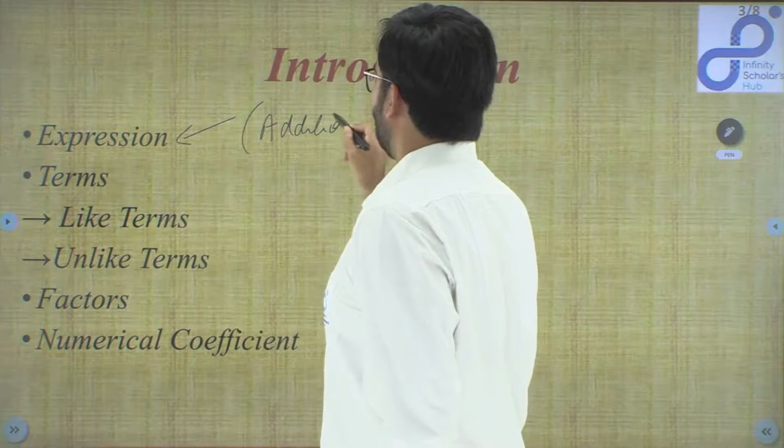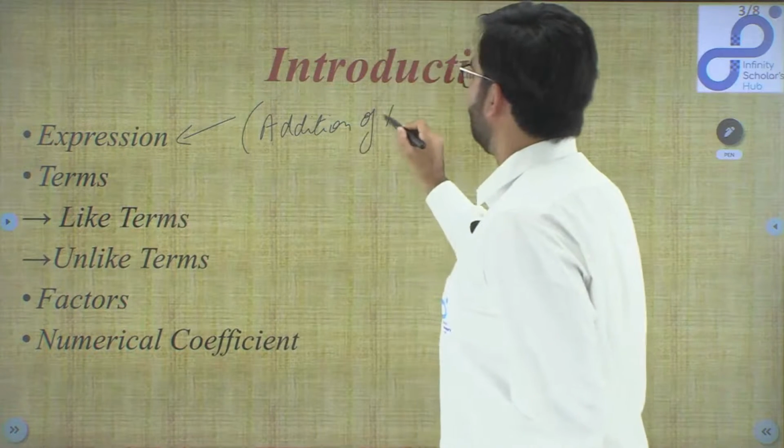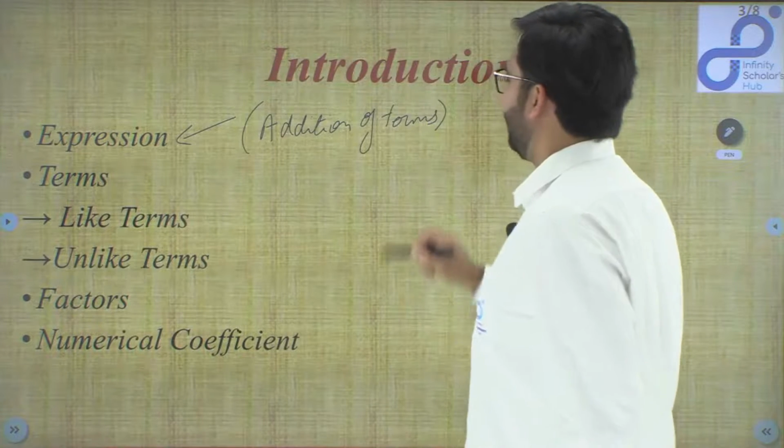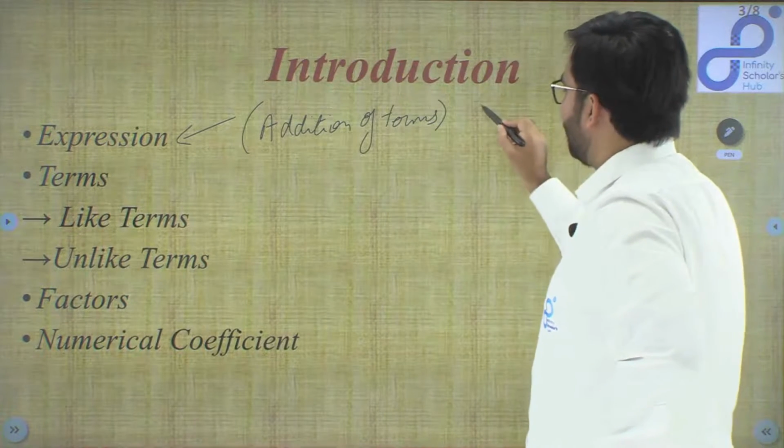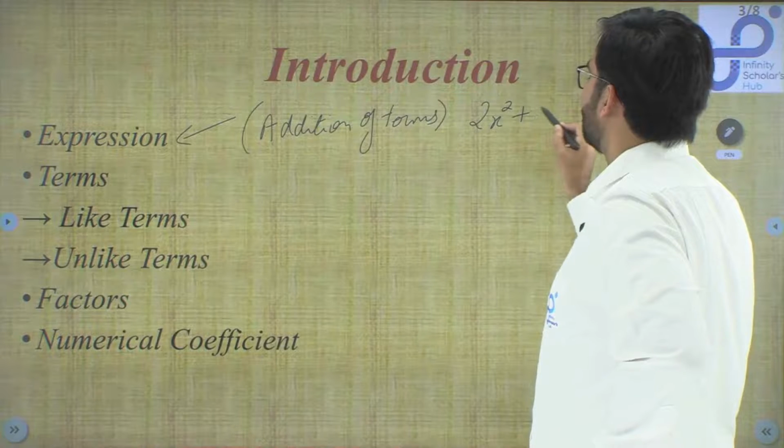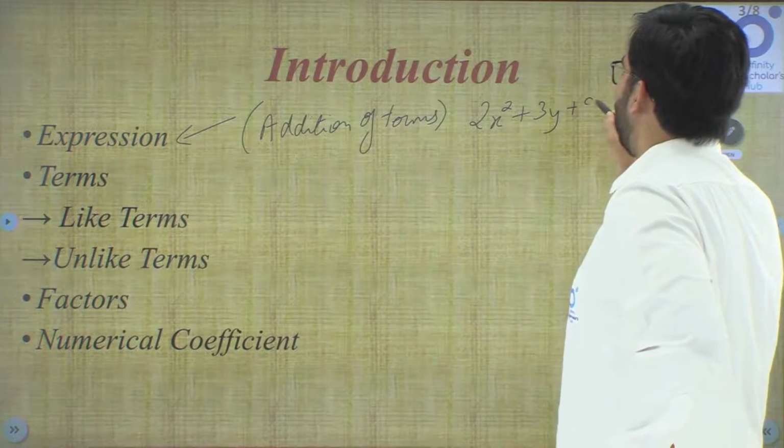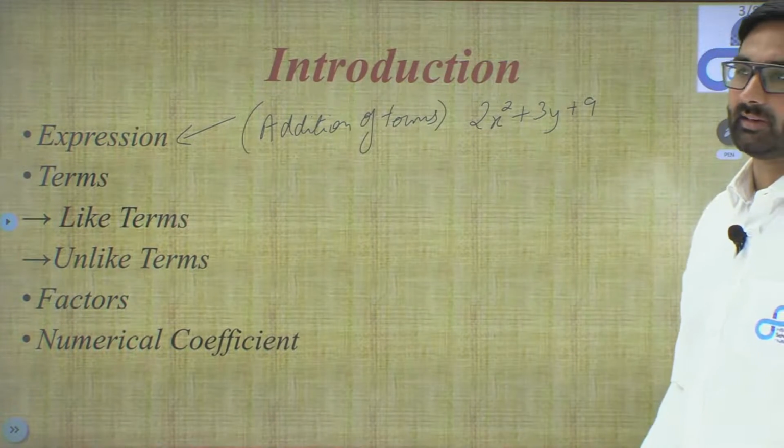ठीक है, addition of terms. Now see, why addition of terms I will tell you. जैसे कि let's take an example, 2x squared plus 3y plus 9. This is what? This is an expression, right?